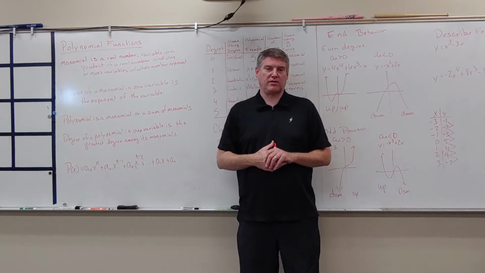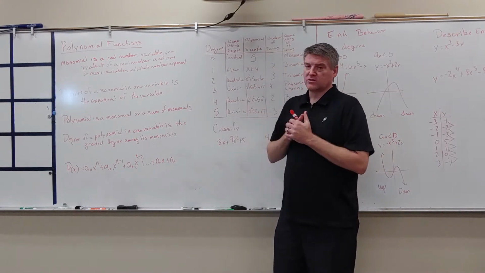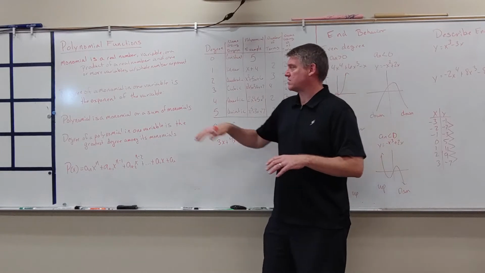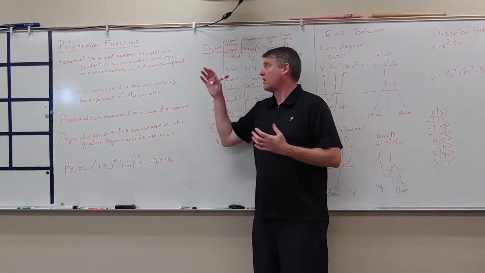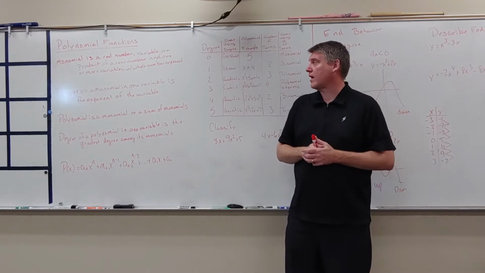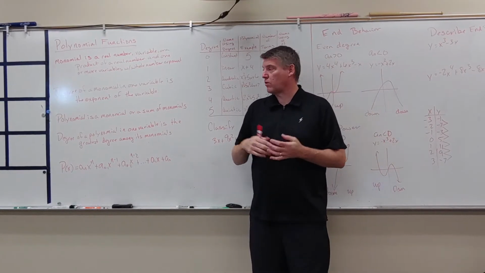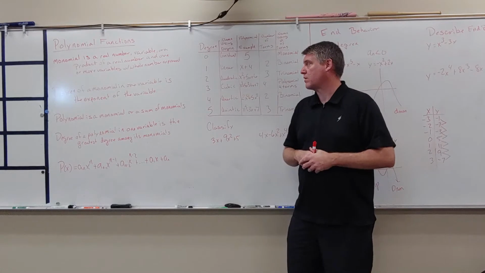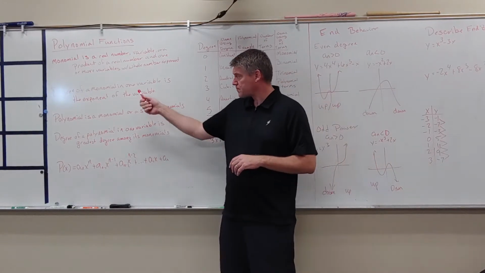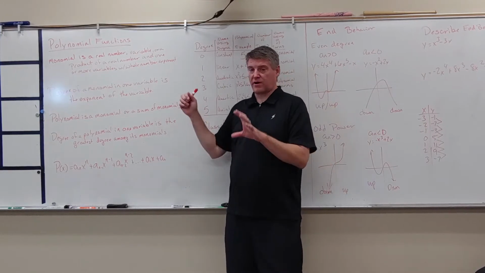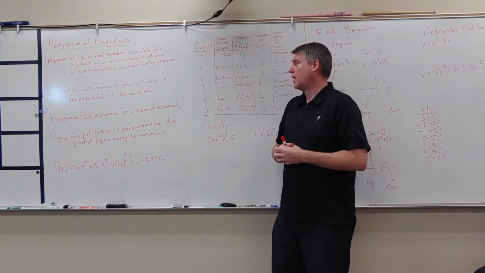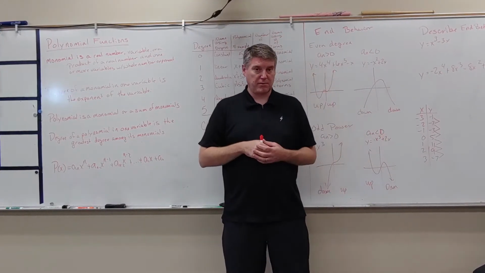We're going to talk about polynomial functions, okay? So the first thing we need to do is understand what a monomial is. A monomial is a real number, a variable, or a product of a real number and one or more variables with whole number exponents, right? The degree of a monomial in one variable, so we're talking about one variable, is the exponent of the variable.